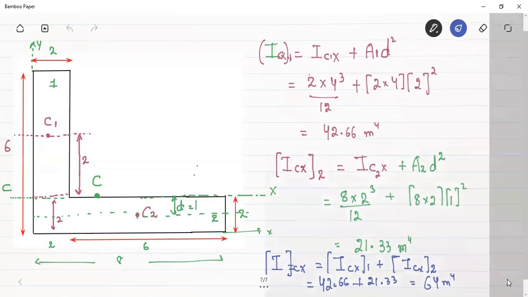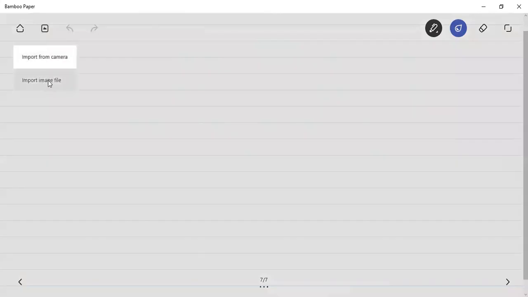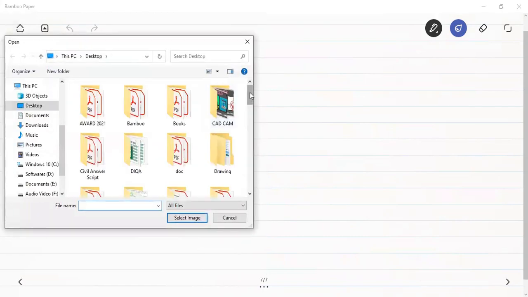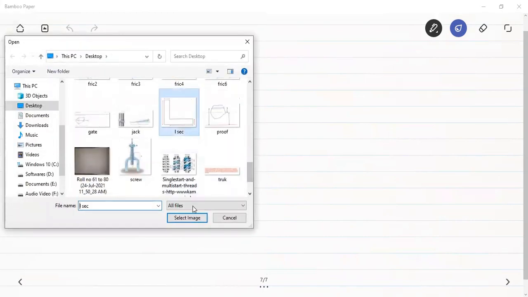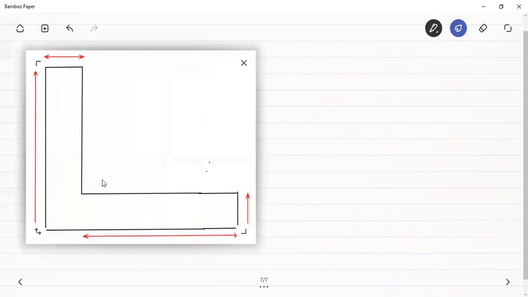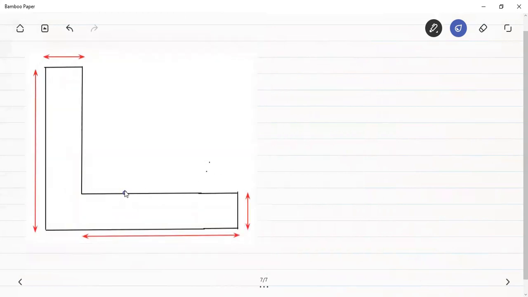Now let's go for the calculation of the moment of inertia about the centroidal y-axis. Again, introducing this figure here. The location of the centroid was here. Therefore, now this will become our axis about which we have to find the moment of inertia. Again, this figure can be broken into two rectangles. This is the first rectangle, and this is the complete second rectangle.